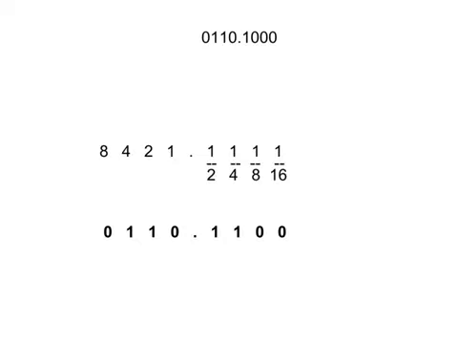Now notice I just changed the value. Now instead of it being 0.1000, it's 0.1100. So how does the value change? Now instead of this being 6.5, it is now the equivalent of 6.5 plus 1/4. So 1/2 and 1/4 is 3/4. So now the number is effectively 6.75, or 6 3/4.